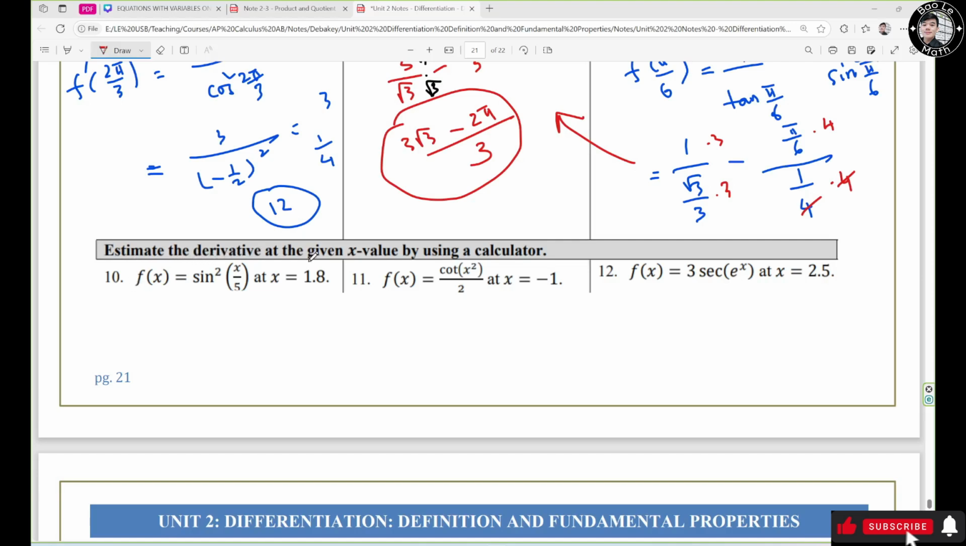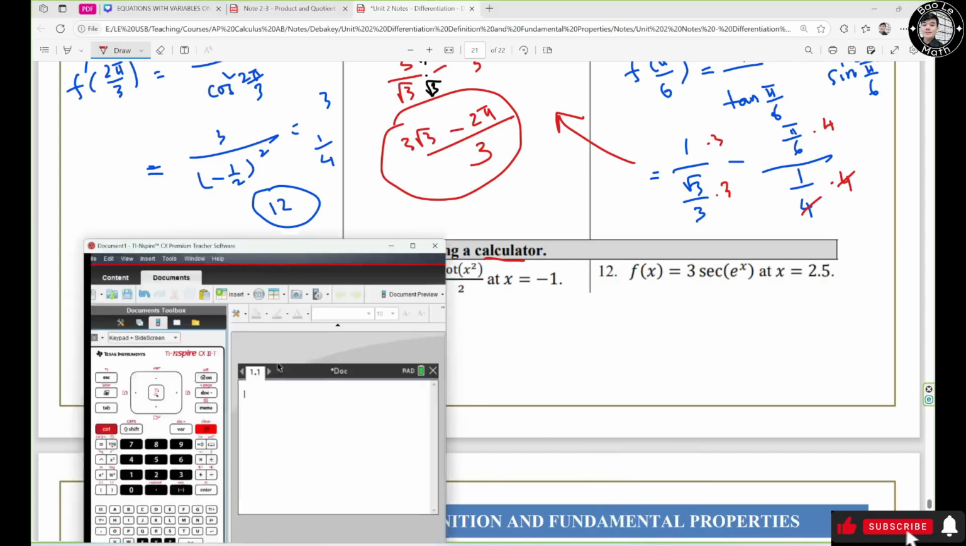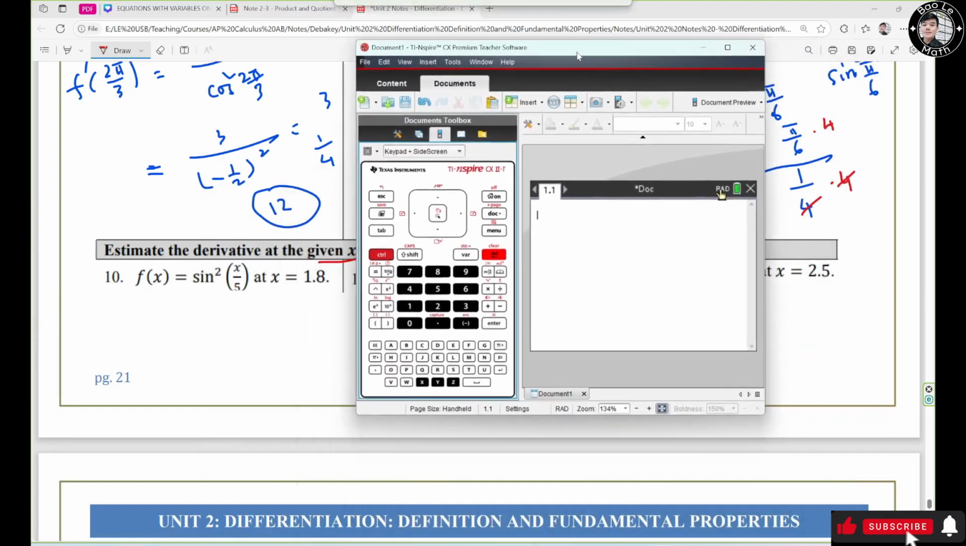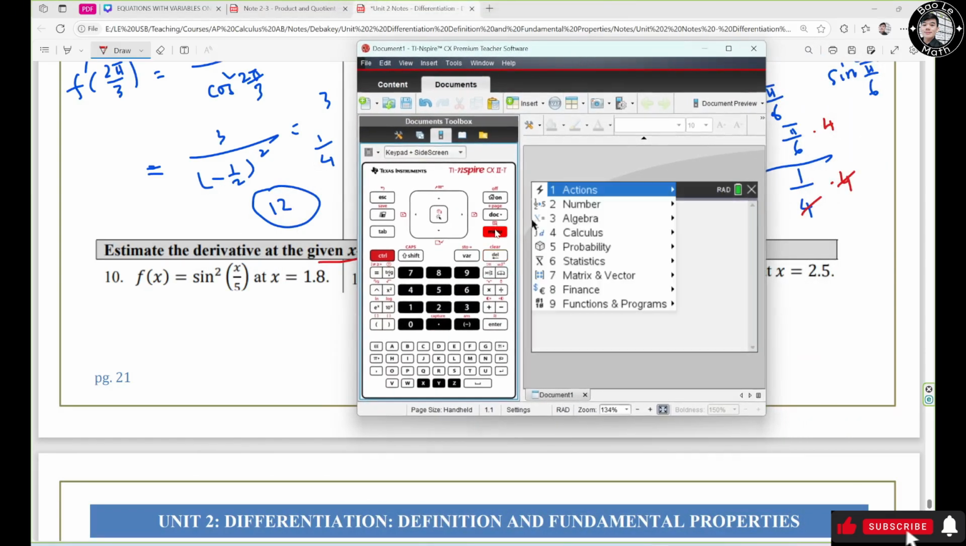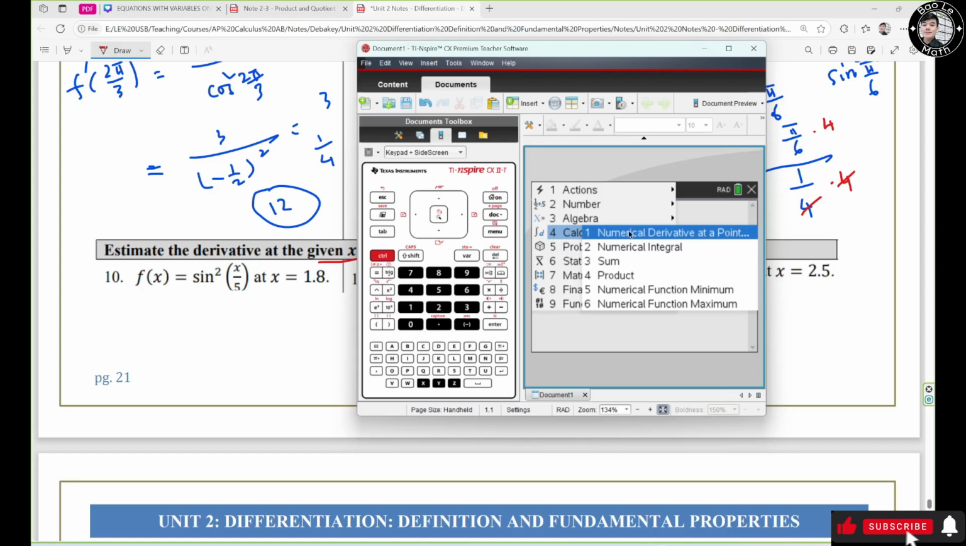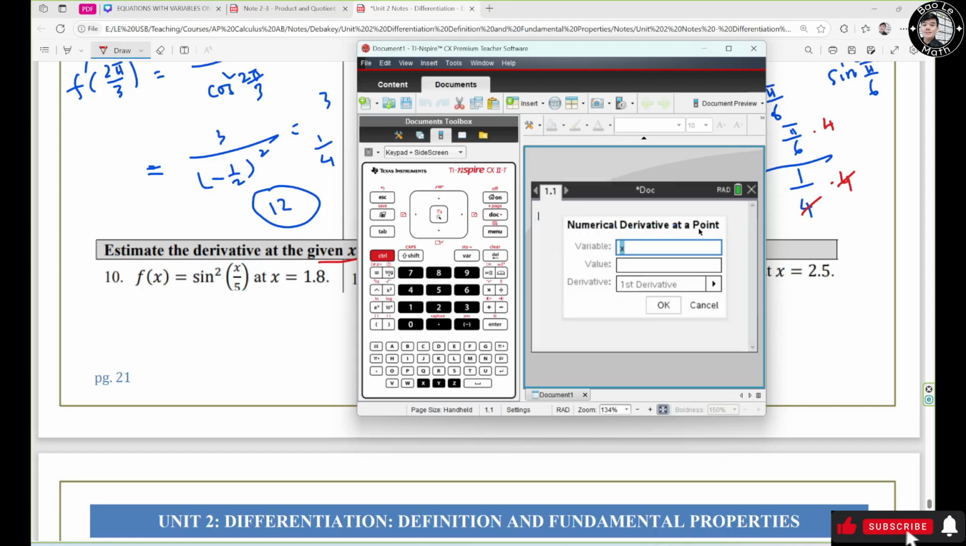Estimate the derivative at the given s value using the calculator. Alright, so I need to take the derivative of sine squared of s over 5 at s equals 1.8. Now I'm going to use the TI-Nspire calculator first. Right? So right here, you're going to hit menu, calculus, and numerical derivative at a point. Right? So the variable in this situation, you're going to put s. The value right here, you're going to put 1.8. And then this one is the first derivative, right?